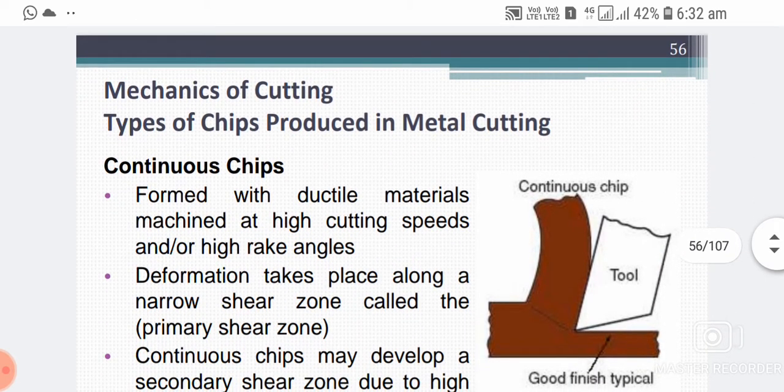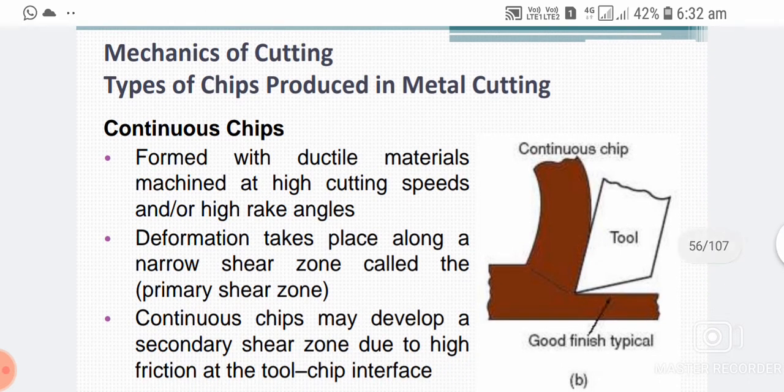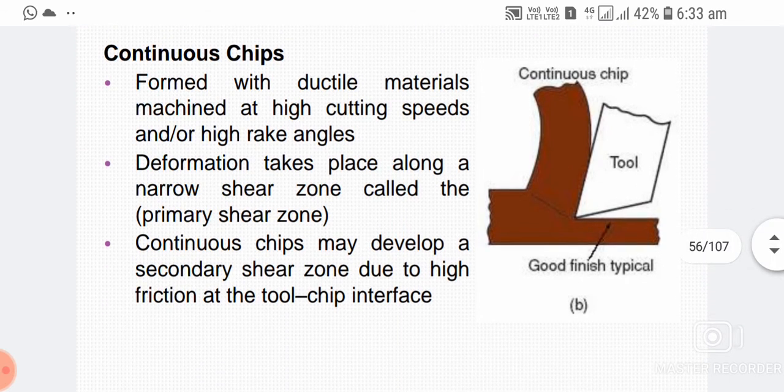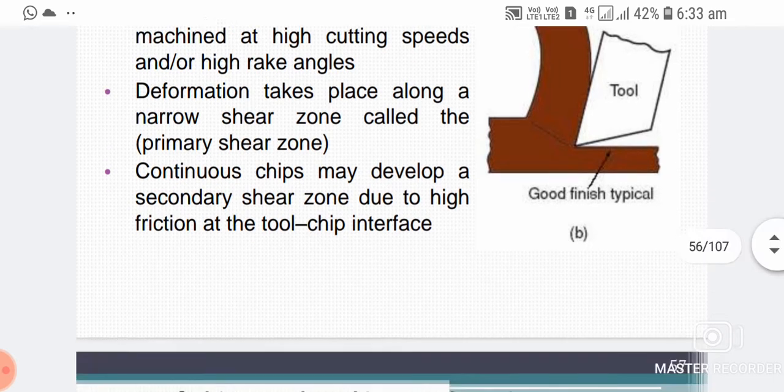First one, the continuous chip, formed with ductile material machined at high cutting speed and/or high rake angle. So the diagram, this is the workpiece, the tool. We have to move the workpiece to create the continuous chip formation. Deformation takes place along a narrow shear zone called the primary zone. Continuous chip may develop a secondary shear zone due to high friction at the tool chip interface.